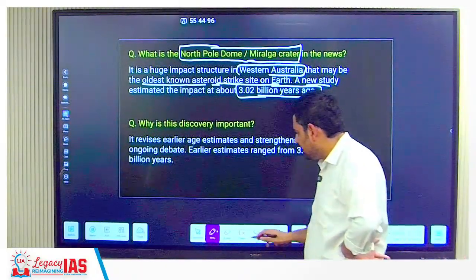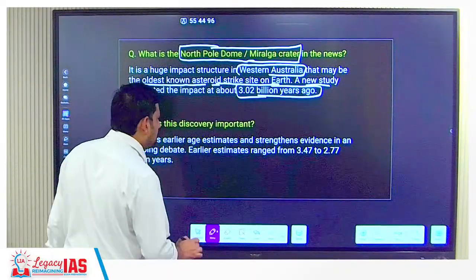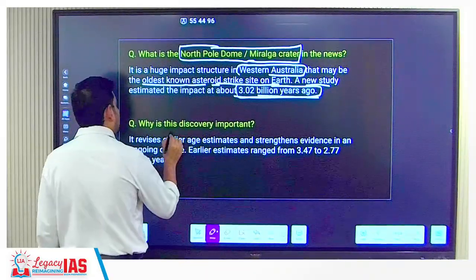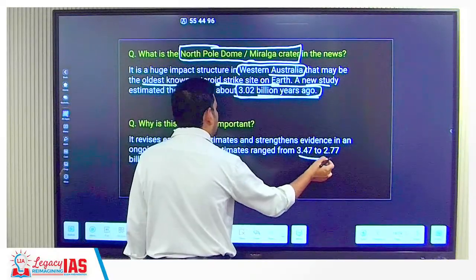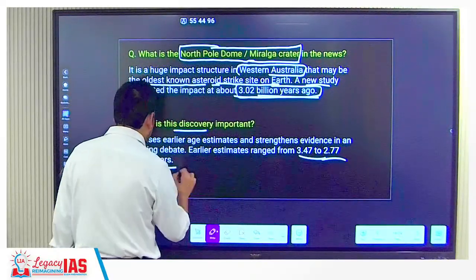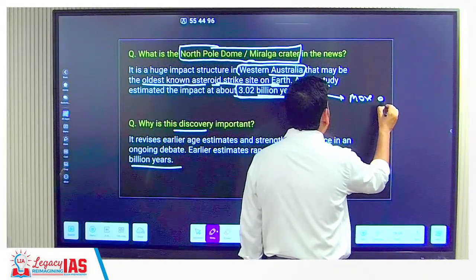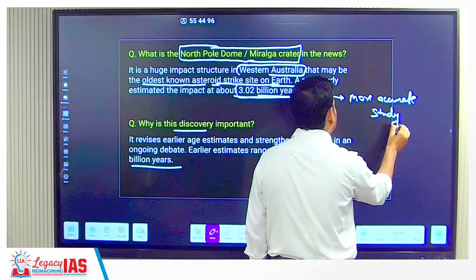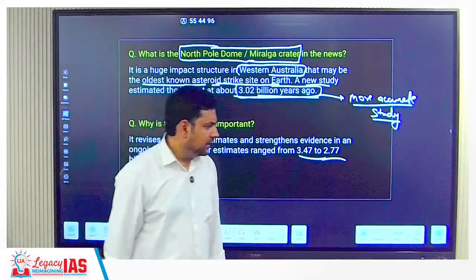Now see this. The oldest one that we think we have found is 3.2 billion years old. Now why is this discovery important? Because earlier age estimates used to be something different, from 3.47, that is something more, to something less also. Now this is a much more accurate study. We will understand why I am saying that this is a more accurate study of age.